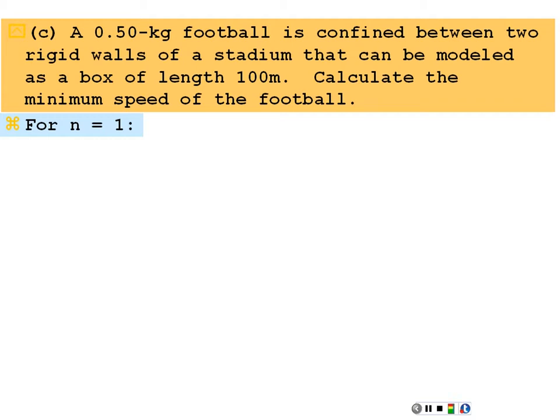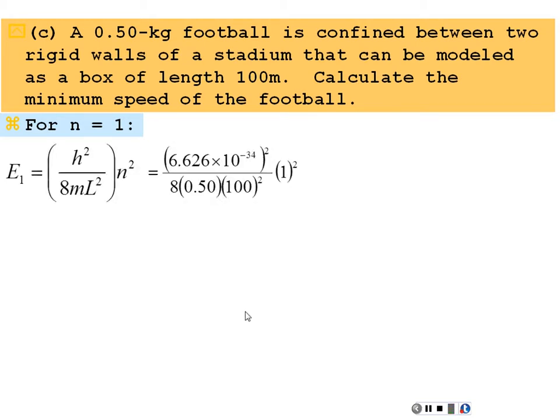Well, we're going to calculate the ground state energy for n equal 1 for this macroscopic system, and that should be equal to Planck's constant squared over 8 times the mass of the football, 0.5 kilograms, times the length of our box, which is 100 meters, squared. n is equal to 1 for our ground state, and this would be equal to 1.10 times 10 to the minus 71 joules.